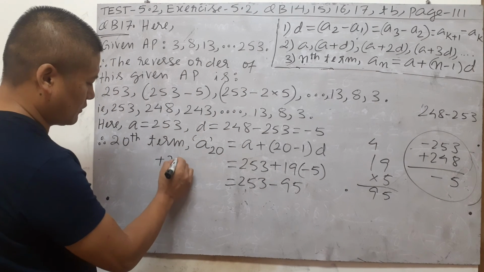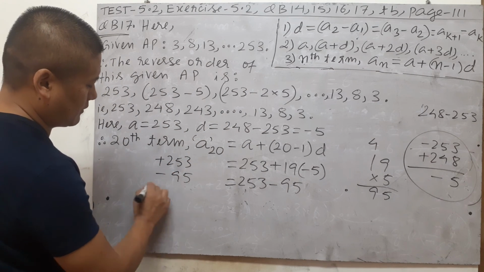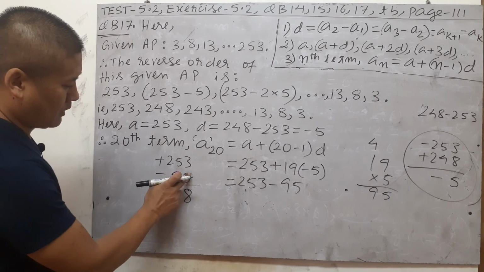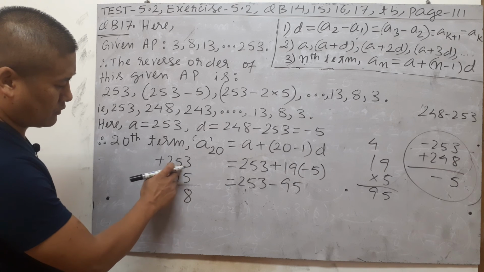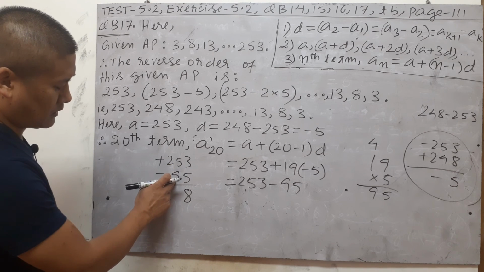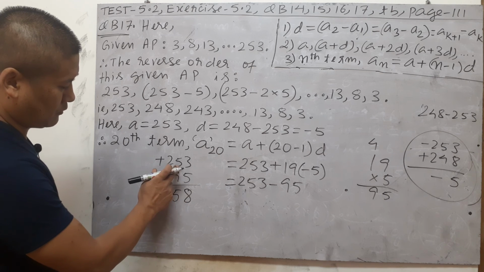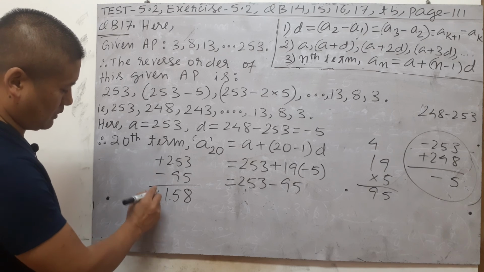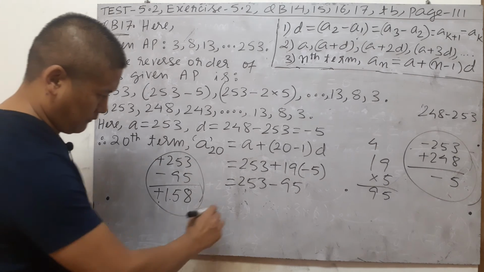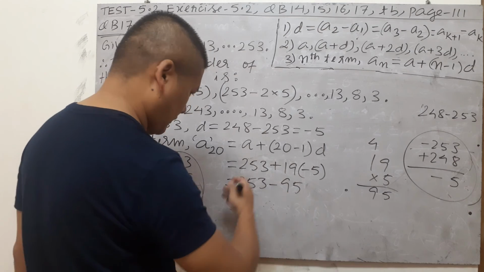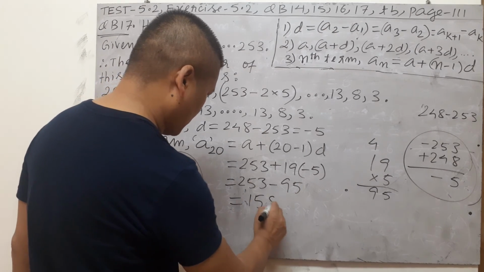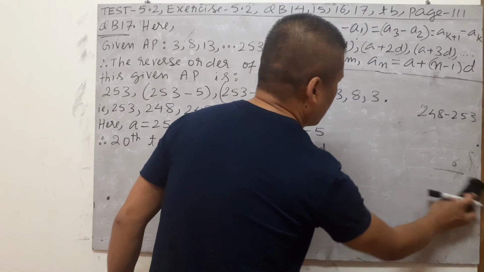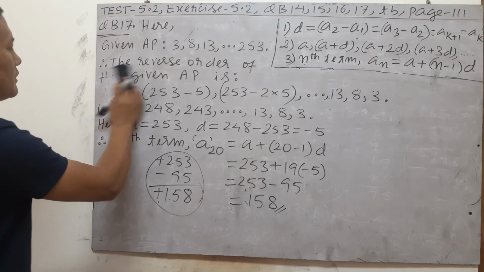So the bigger one is plus 253, the smaller one minus 95, which means subtraction. 13 minus 5 is 8. One taken from 5 to make 13, so only 4 left. 14 minus 9 is 5. To make 14 you took 1 from 2, so only 1 left. So the 20th term value of the reverse AP is plus 158. You can write it in a proper way in the final step if you want. So 158 is the value of the 20th term.